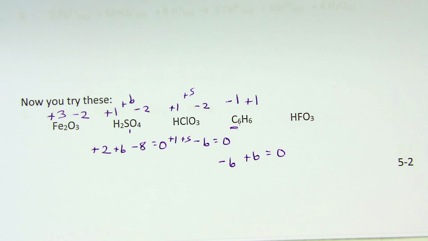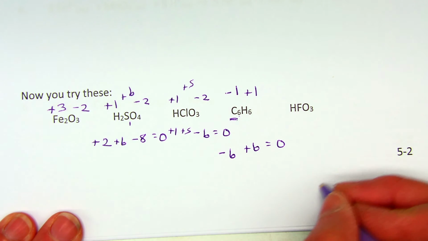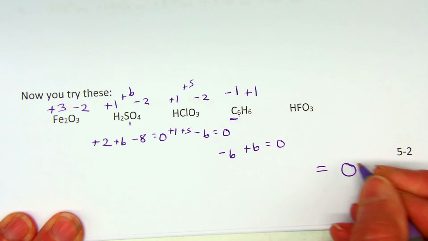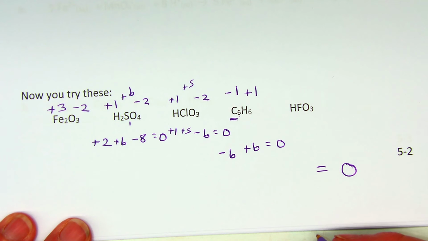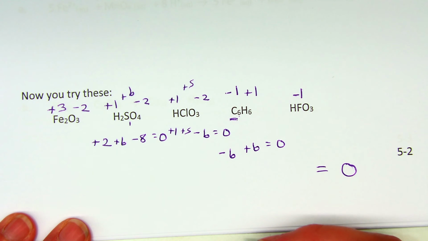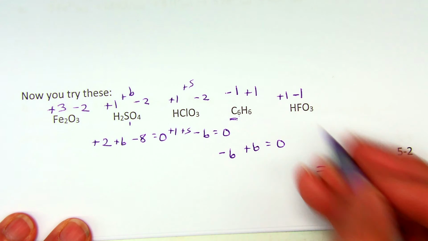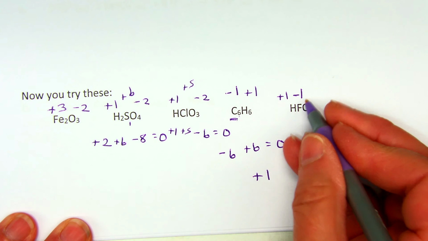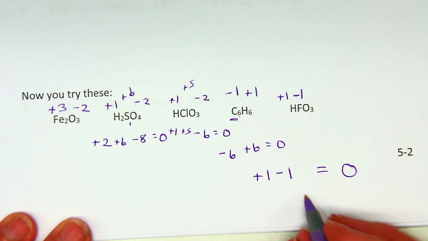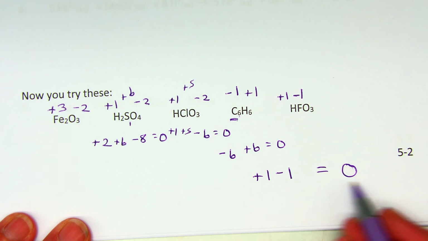Now, this next one is probably the most tricky one because we start with the rule that says everything adds up to 0. Now, the next rule is fluorine is a negative 1 always. So fluorine gets a negative 1. Hydrogen is a plus 1 unless it's a metal hydride, which this is not. So I have 1 hydrogen at a positive 1, 1 fluorine at a negative 1, and I haven't dealt with oxygen yet. But a positive 1 and a minus 1 is already equal to 0.